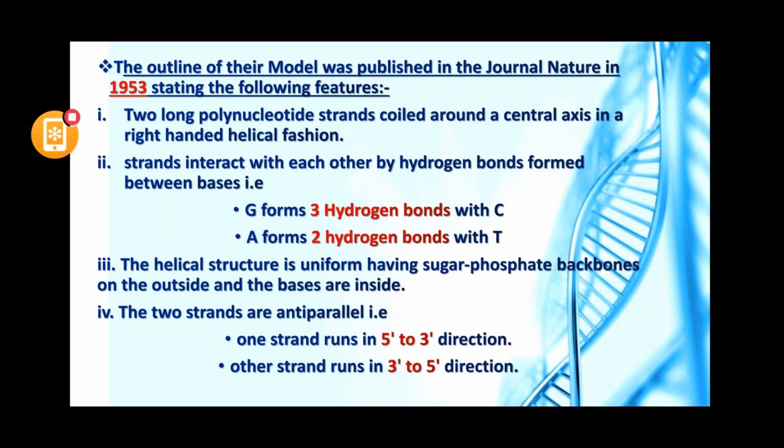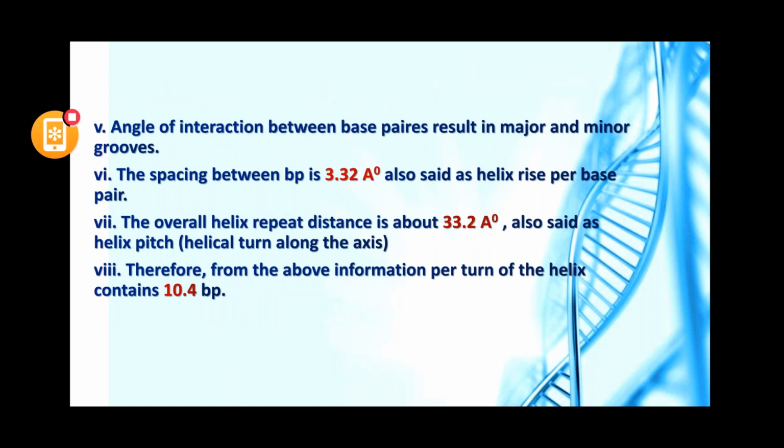Okay, so now the fifth point: the angle of interaction between base pairs. There is some interaction between the bases also, and there is some angle which is generated because of the arrangement of this nitrogen base or nucleotide. At some particular angle, it creates one major groove and one minor groove in the DNA.